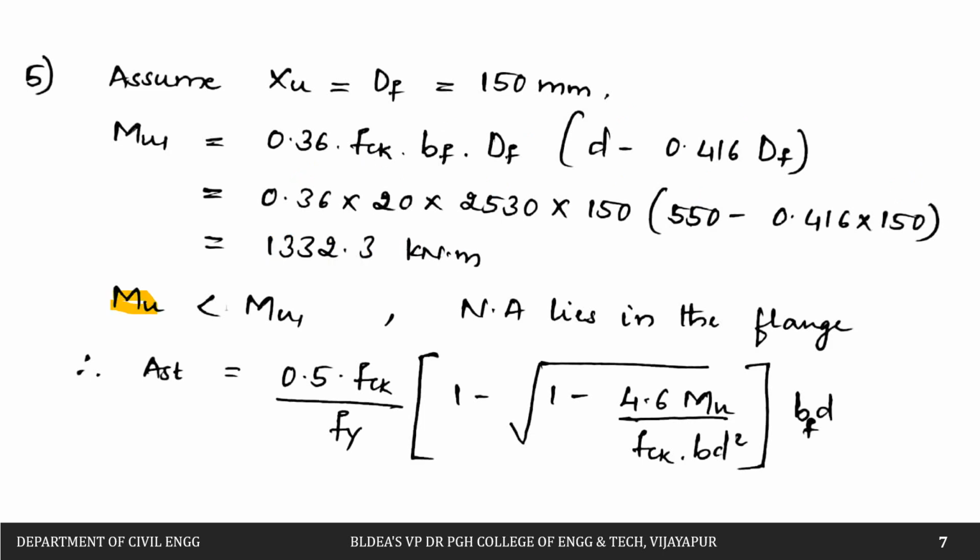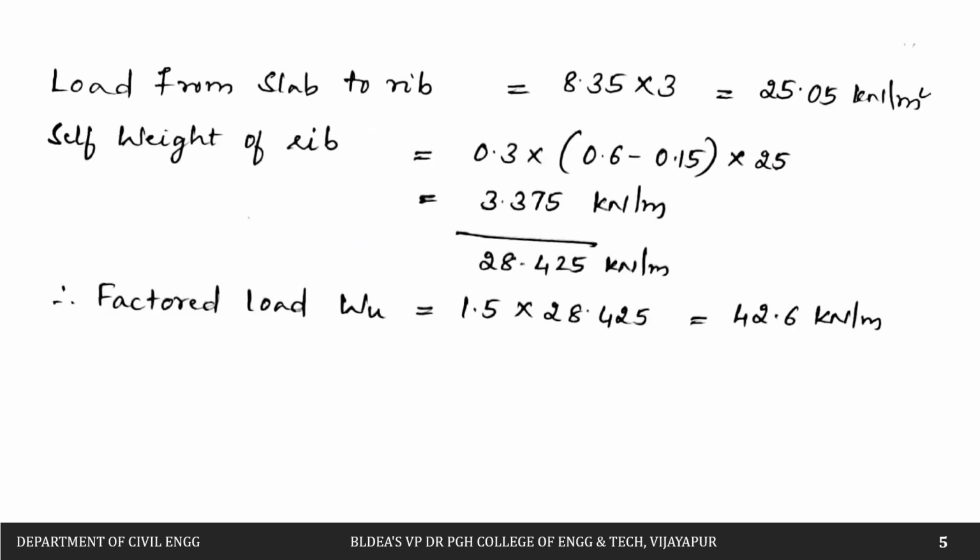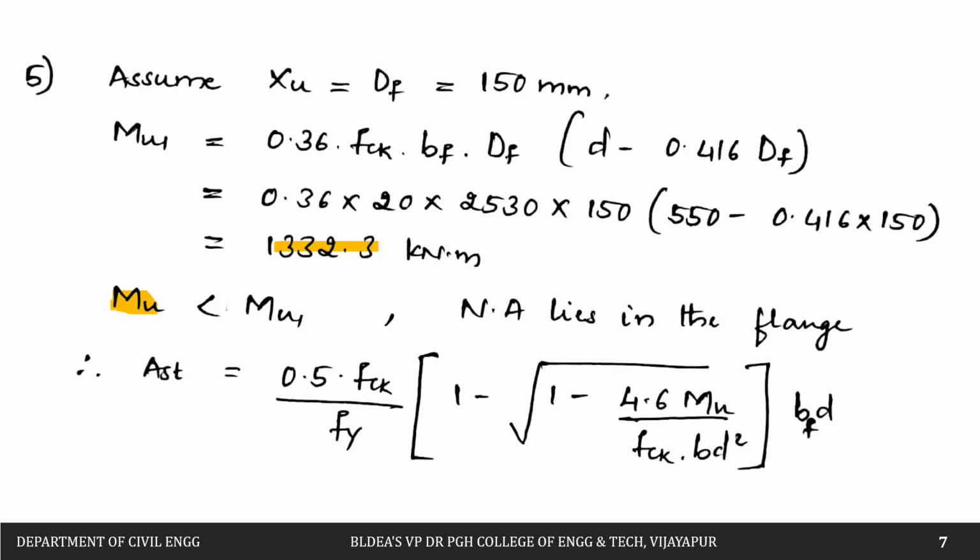Then next, if you compare this with Mu, we have 340. So Mu is less than Mu1, so therefore what we have assumed is right. Therefore the neutral axis lies within the flange.